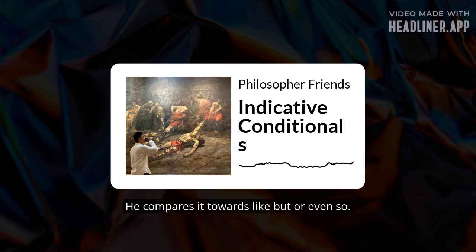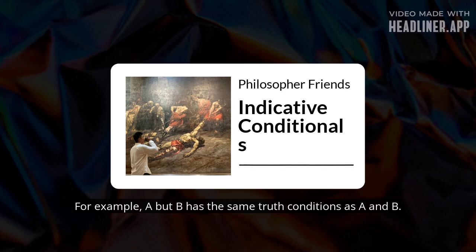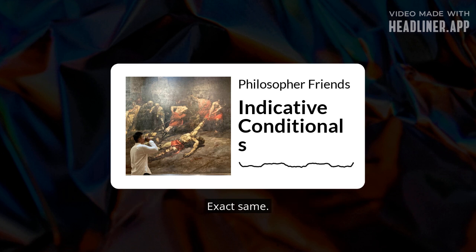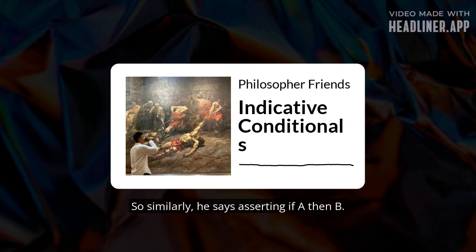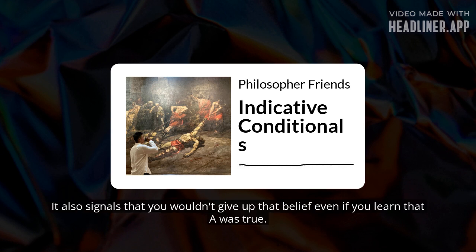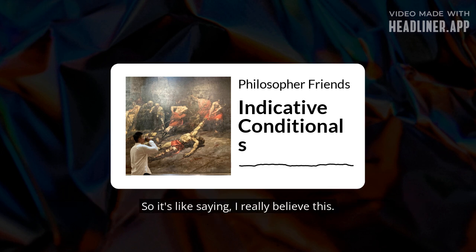He compares it to words like "but" or "even." For example, A but B has the same truth conditions as A and B, but it conveys the sense of contrast or surprise. Like those two things shouldn't both be true? Exactly. But they are. So similarly, he says asserting if A then B does more than just expressing belief in not A or B. It also signals that you wouldn't give up that belief even if you learn that A was true. So it's like saying, I really believe this, I'm committed to this, even if A turns out to be true.